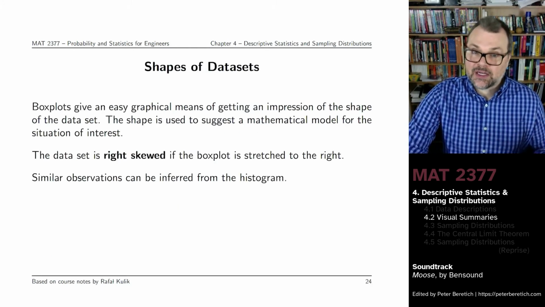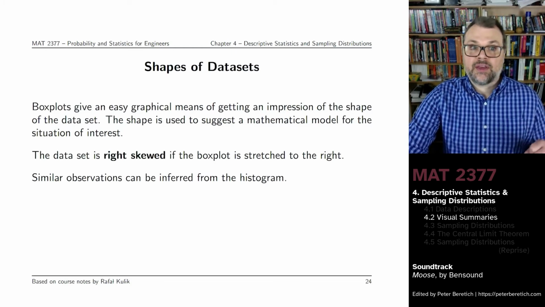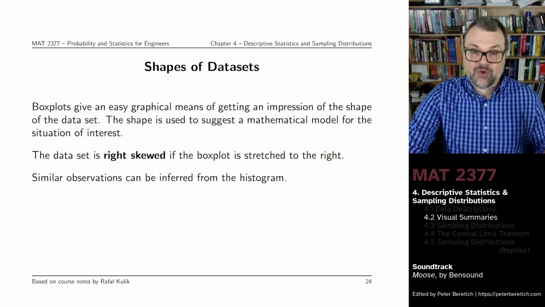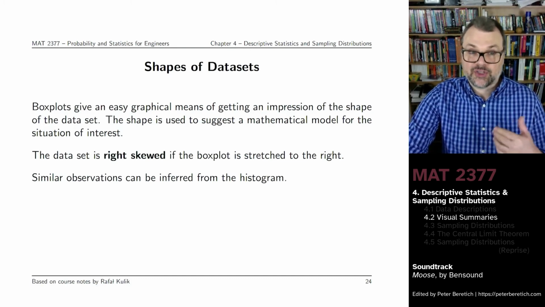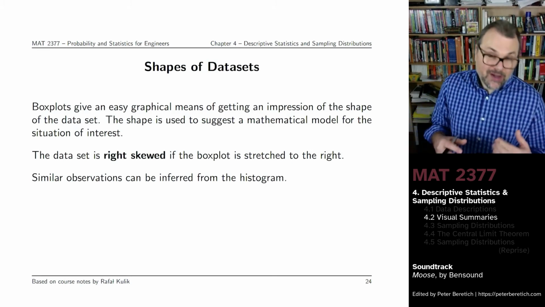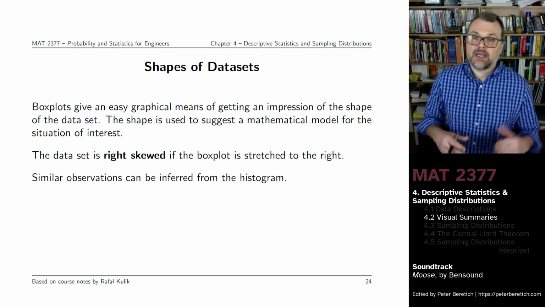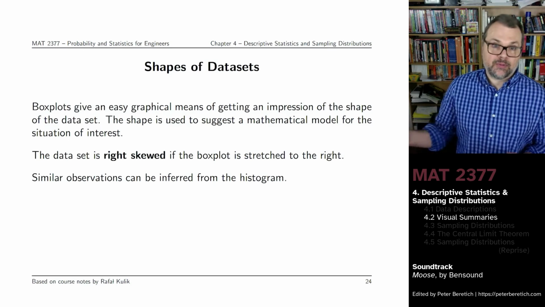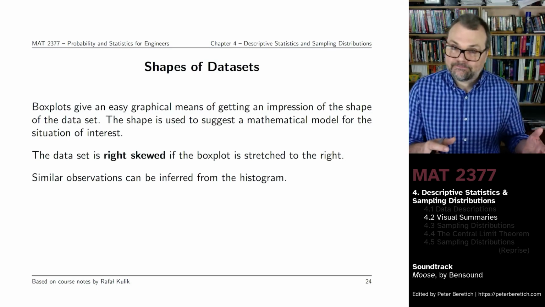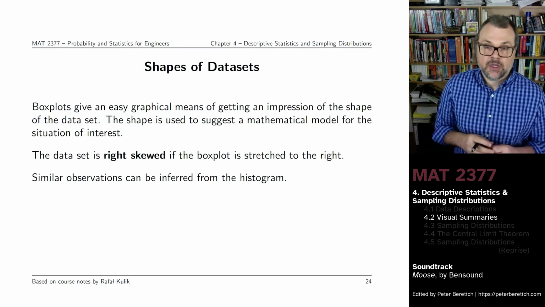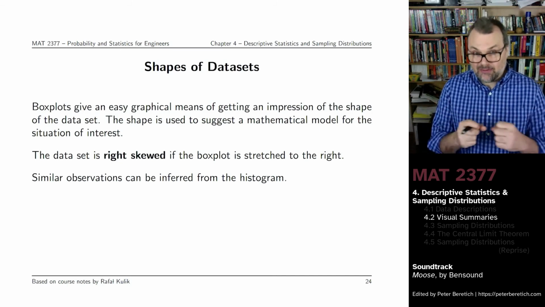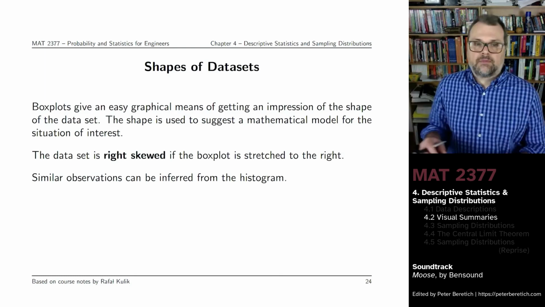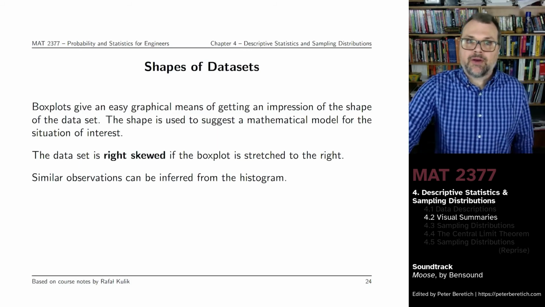Once you have this kind of information, you can start thinking about the shapes of data sets. The box plots give you a very easy graphical means to get an impression for the shape of the data set. And we want to know the shape because that might help us decide what kind of mathematical model we need to consider to answer the problems of interest. For the box plot and the probability density function, the data is right skewed, or skewed to the right, if the box plot is stretched to the right, or if the probability density function is stretched to the right. You can make a similar observation about histograms.